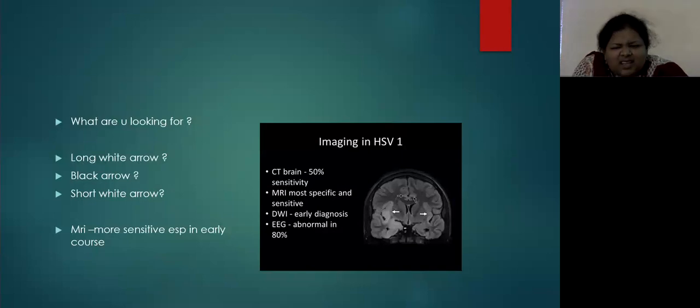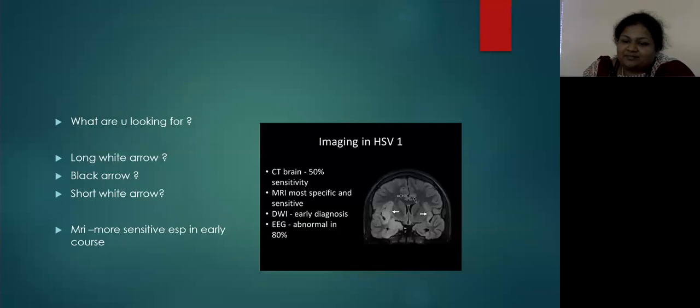That's not exactly the temporal lobe. It's the insular, both the insulae. There are some signal intensity changes over there. What about the black arrows? That's the mesial temporal lobe. That also has some hyperintensity there.